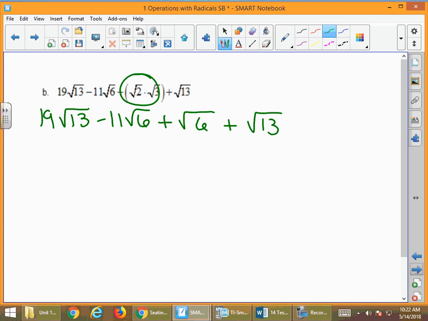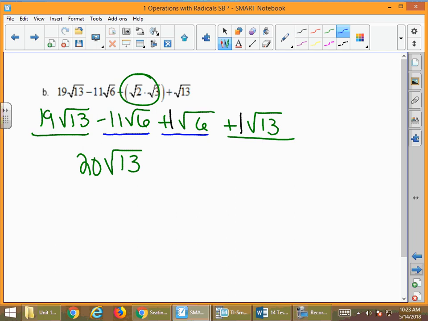Reminder again, there's no number written in front of the square root of 6. That means it's a 1. There's no number written in front of the square root of 13. That means it's a 1. Now, as we take a closer look at this, what we can identify are the like terms. 19 square root of 13 plus 1 square root of 13 is 20 square root of 13. Negative 11 radical 6 plus 1 square root of 6 is going to be 10 square root of 6.